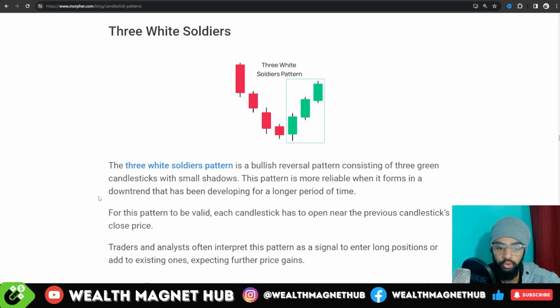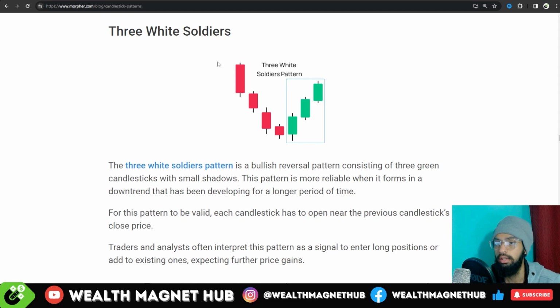The 3 white soldiers pattern is a bullish reversal pattern consisting of 3 green candlesticks with small shadows. This pattern is more reliable when it comes in a downtrend that has been developing for a longer period of time. For this pattern to be valid, each candlestick has to open near the previous candlestick's close price.